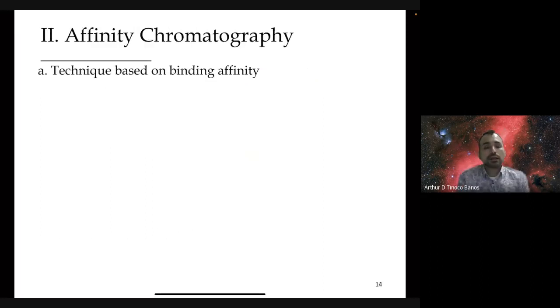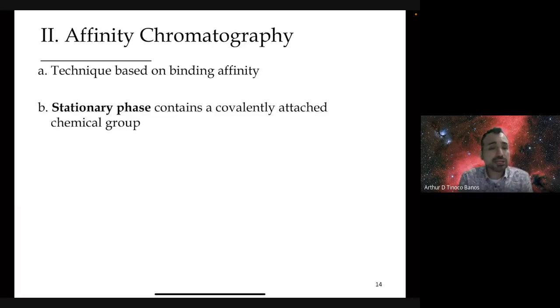All right, so that constitutes ion exchange. But another really classical approach is affinity chromatography. This is a technique based on binding affinity. Here you have a stationary phase with a covalently attached chemical group, and so your molecules of interest will have an affinity for this chemical group.